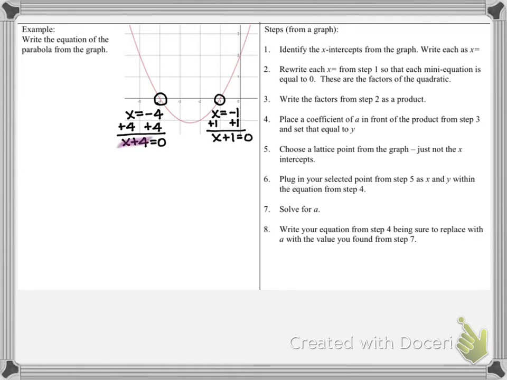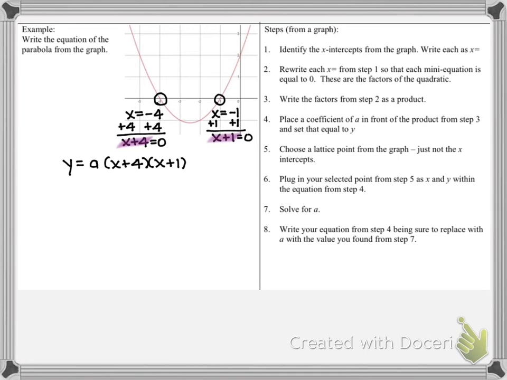That x plus 4 and x plus 1 are our factors. So we're going to use those to start building our equation. Where I do not know what a is, so I'm going to put a placeholder in for that. Now, back to the graph. You need to locate one additional point. We want a lattice point. A lattice point is a point where the graph crosses the corner of the grid. So the point would be an integer, no decimals, no fractions.